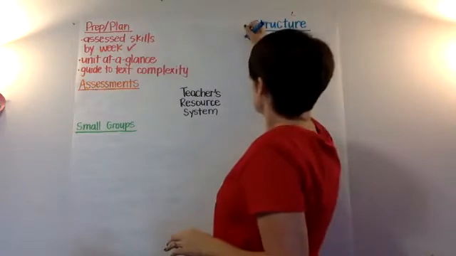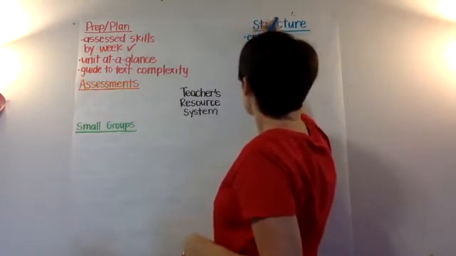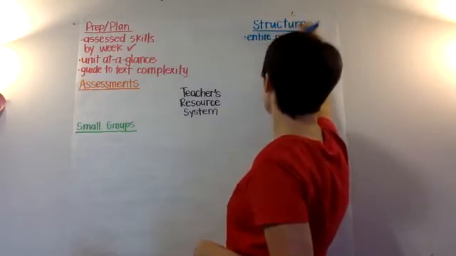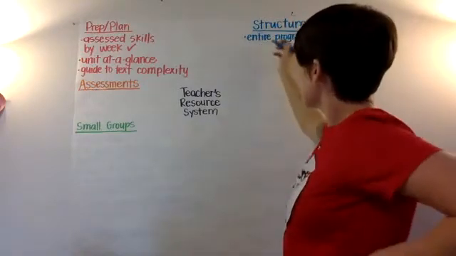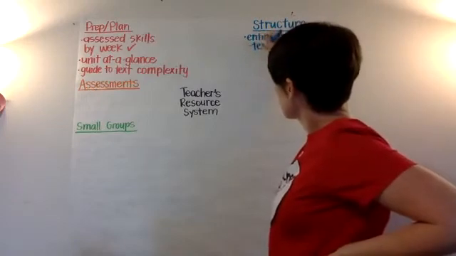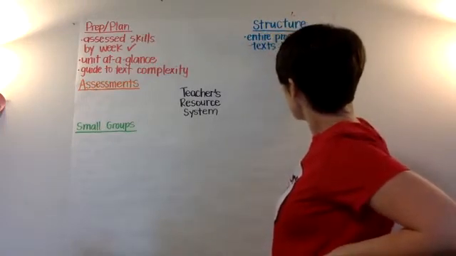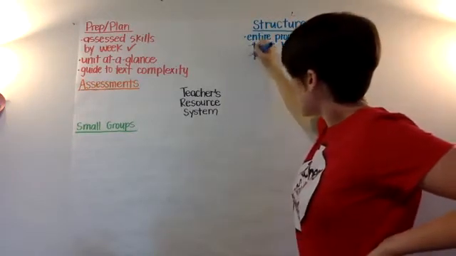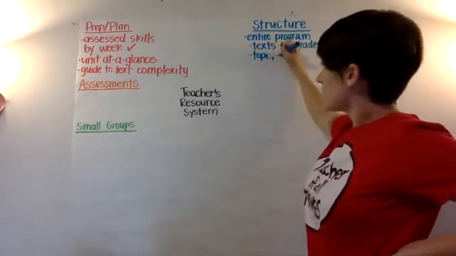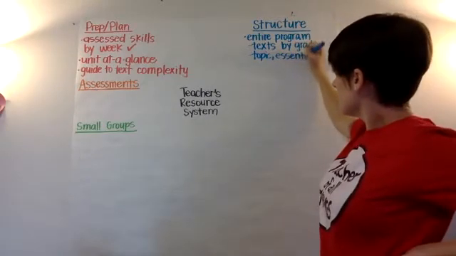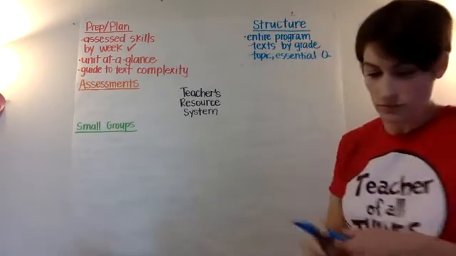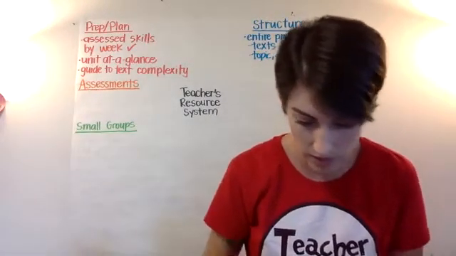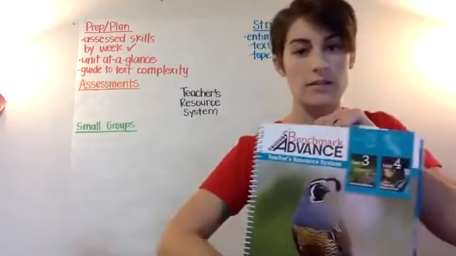Let's see. Let's go over to structure on this side. So the structure there, it's broken down. I've broken it down for you into pieces to help you understand this better. So for the entire program, the structure is broken down. It has the text by grade level, and I'll show you this. It has the topic and the essential question. And that's here, the very beginning of your TRS.